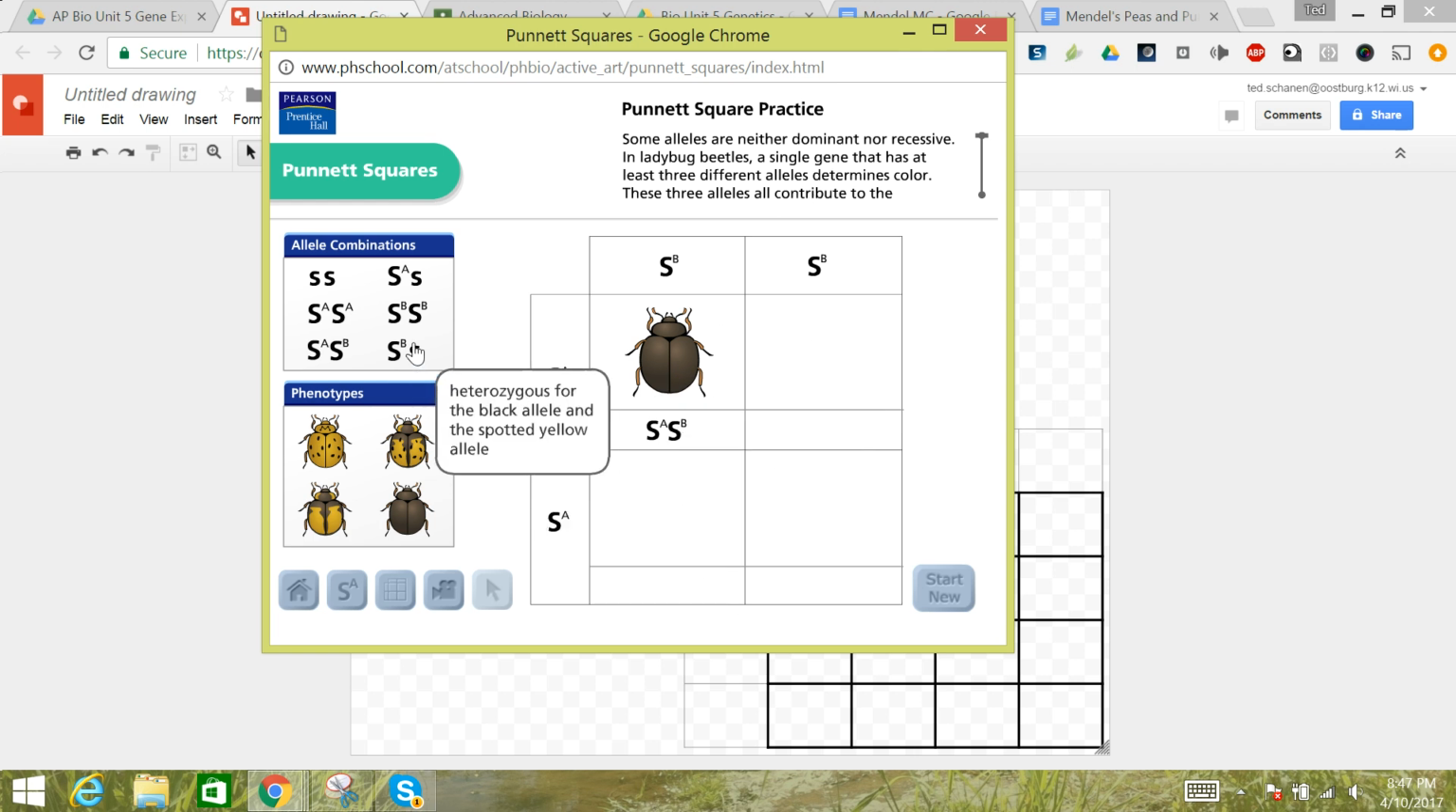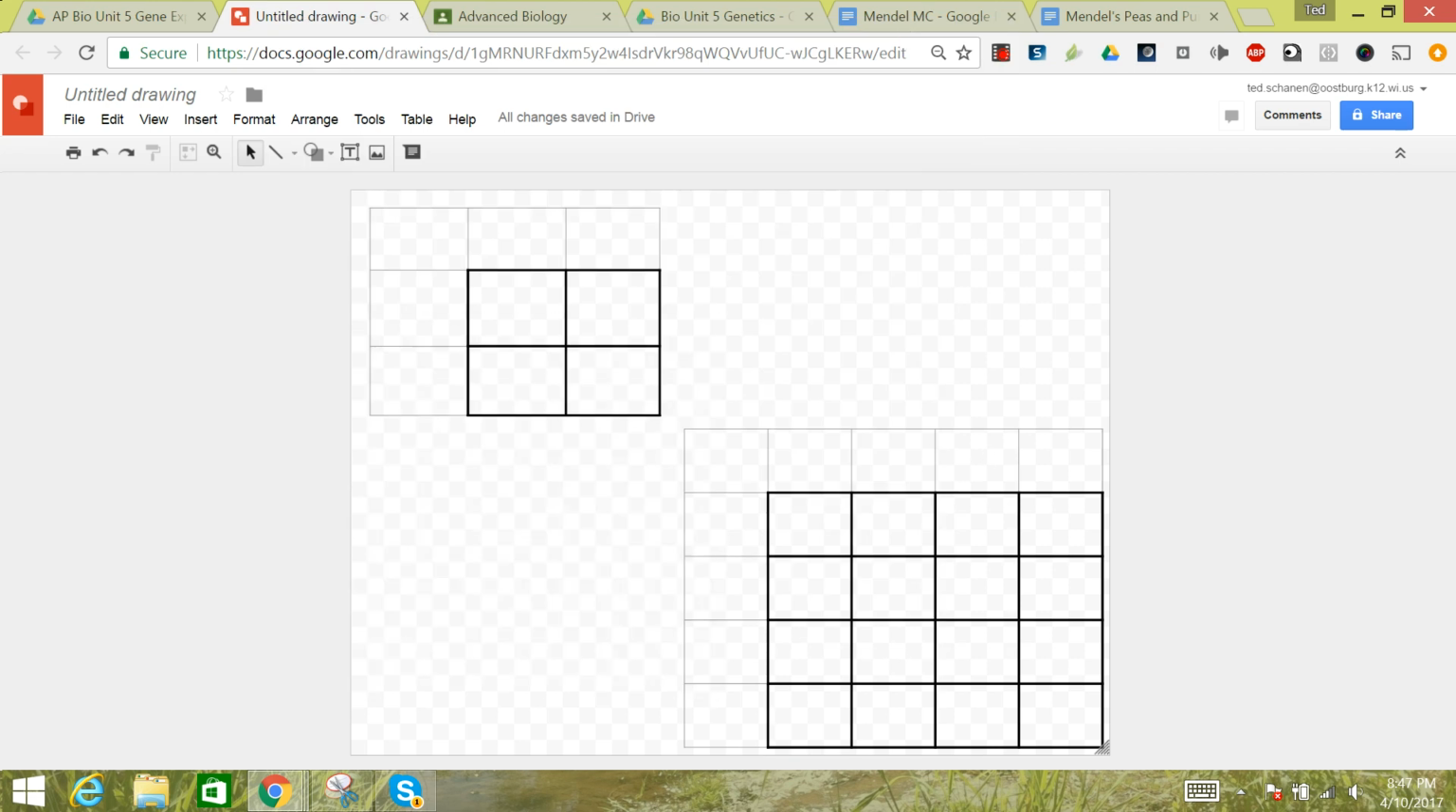But again, this whole idea, when it comes down to real phenotypes and real genotypes, you can have things that are not so cut and dry and simply this or that, and you can get all sorts of variety.